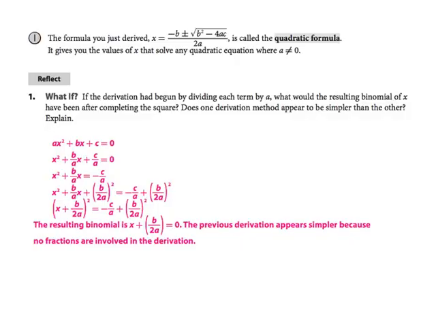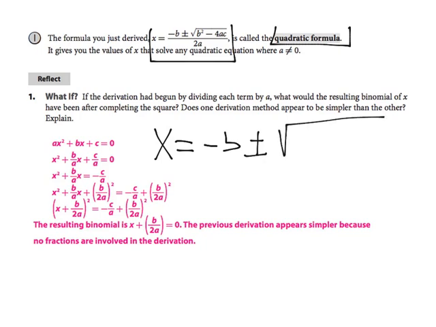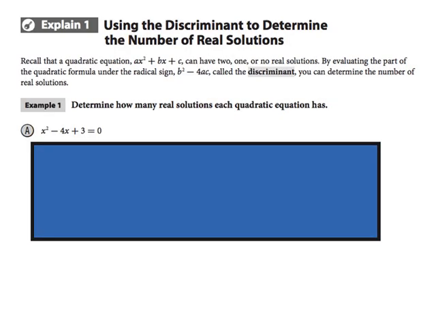So this formula here is called your quadratic formula. Once again, this is the quadratic formula: x equal to negative b plus or minus square root of b squared minus 4ac all over 2a. Right, so then let's go to our first example.